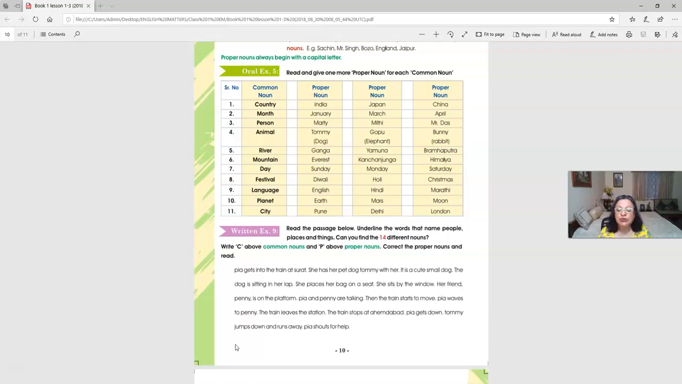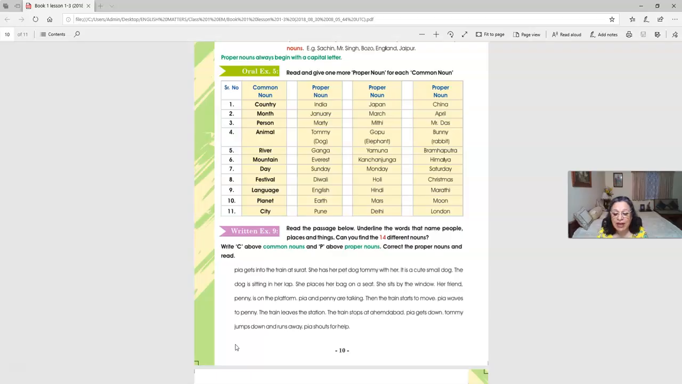So, what will you do? You will copy this paragraph into your notebook. But remember, all the proper nouns start with a capital. So, which are the proper nouns? Pia, Surat, Tommy. Then, after that, in the next line, there is no proper noun. In the third line, Penny. Again, Pia, Penny. Again, Pia.